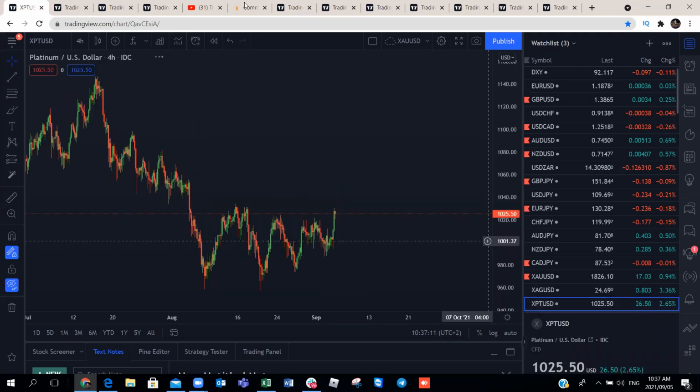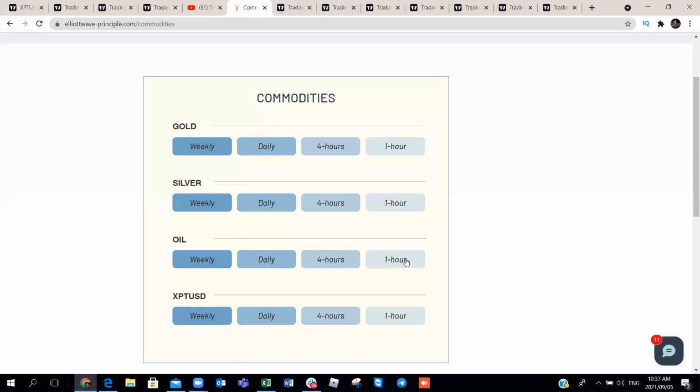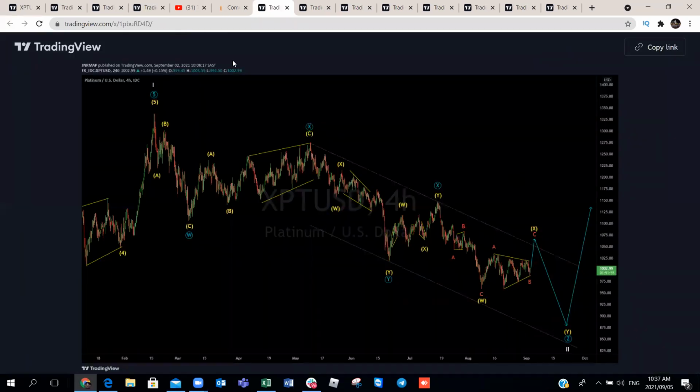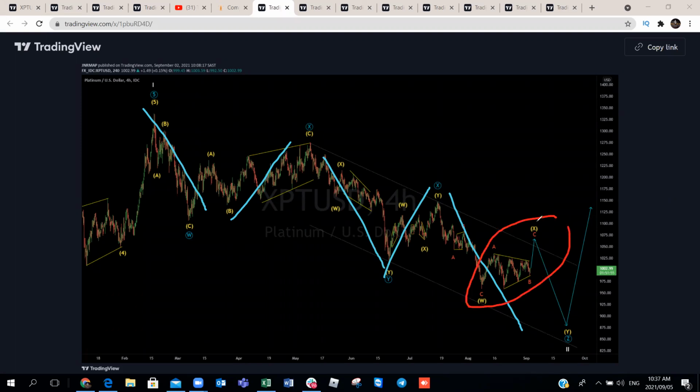Let's have a look at that structure on platinum, just to give you a view of what we're expecting on platinum. Look at the blue. We're looking at this as a W, 3 waves down, another 3 waves to the upside, 3 waves to the downside, 3 waves to the upside. And we're looking to complete the 3 waves to the downside. So all of this is making a W, X, Y, X, Z, or what we like to call an 11 string sequence. Now we are currently here with platinum.